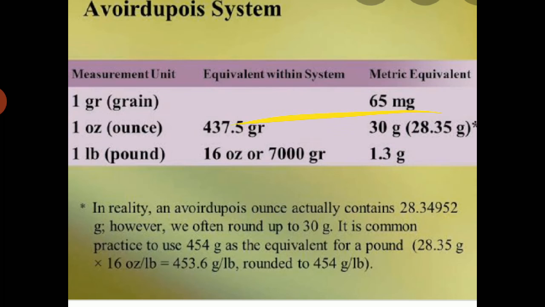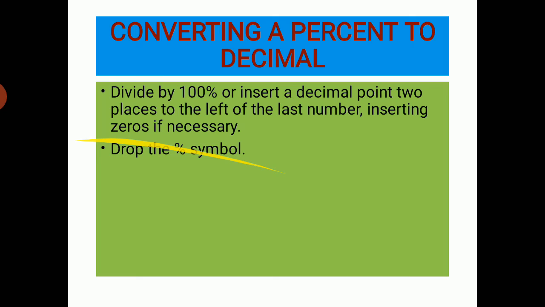Converting a percent to a ratio: change the percent to a fraction by dividing it by 100. Reduce the fraction to its lowest terms and express this as a ratio by making the numerator the first number of the ratio and the denominator the second number. For example, 2%, that is 2 divided by 100, that has the value 2 upon 100, or 1 by 50, and the ratio is 1:50.